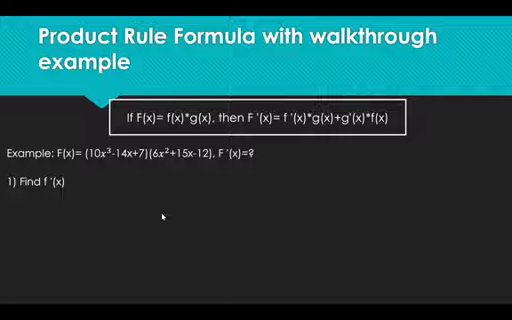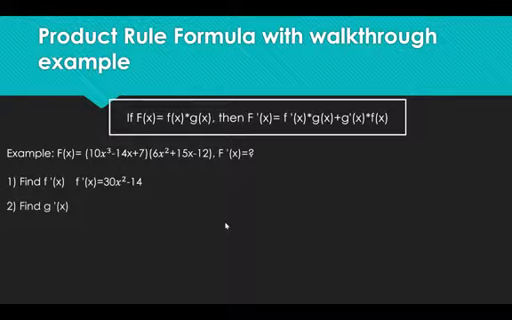To do that, we're going to use the power rule. We bring the exponent down, multiply, and then subtract 1. So we get 3 times 10 is 30, and we subtract 1 to get a 2. Over here, we are left with a negative 14, and then plus 7 is a 0. Next, we find the derivative of our second function. Also using the power rule, we get 12x plus 15.